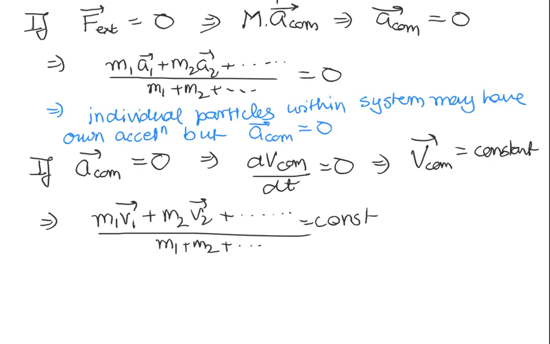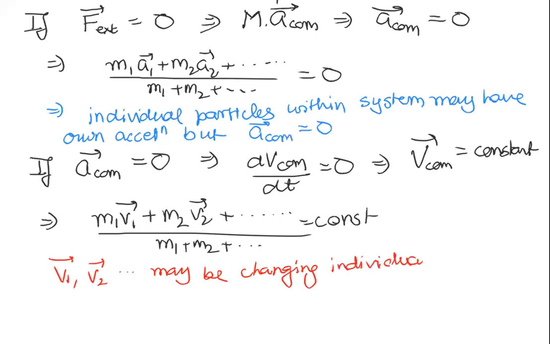Question number two: does this mean that V1, V2, V3 are individually constant? No, it does not. V1, V2 may be changing individually. But what will remain constant?